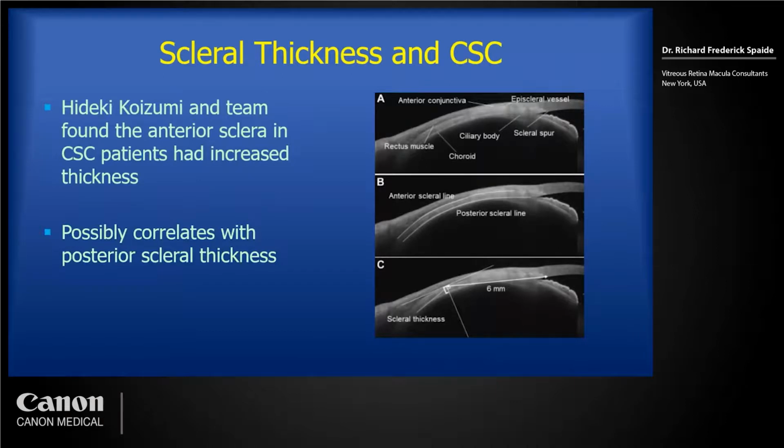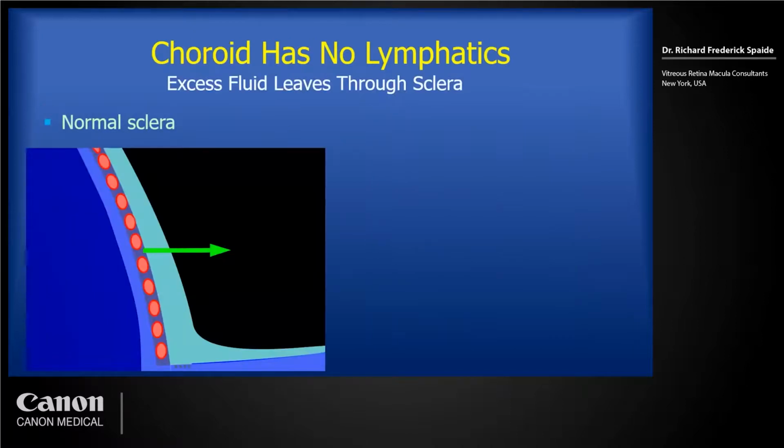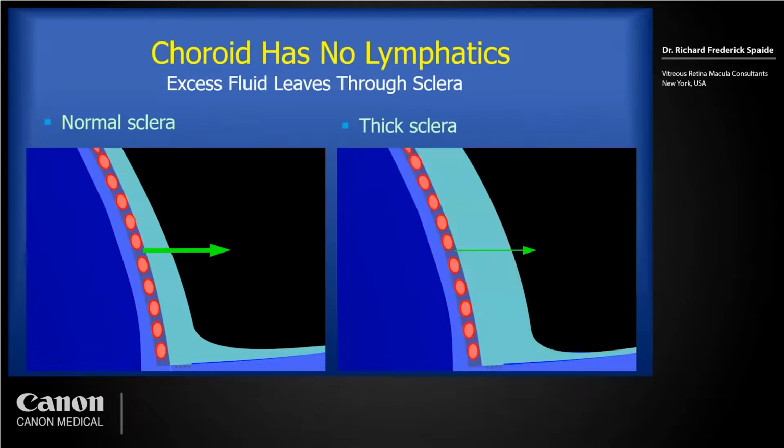Scleral thickness is an interesting component in eyes. Hideki Koizumi and his team found that the anterior sclera in central serous had increased thickness and postulated that the posterior sclera also was increasingly thick in central serous patients. It's thought that excess fluid produced in the choroid diffuses through the sclera. The choroid has no functional lymphatics to remove this fluid. In eyes with thicker scleras, you can imagine that there would be a greater difficulty in fluid leaving through the posterior sclera.